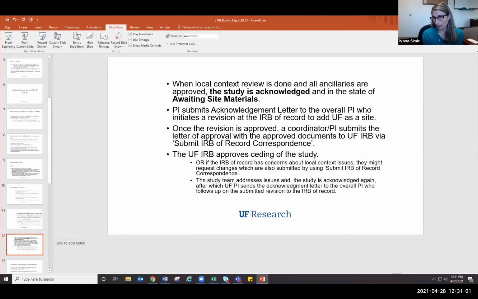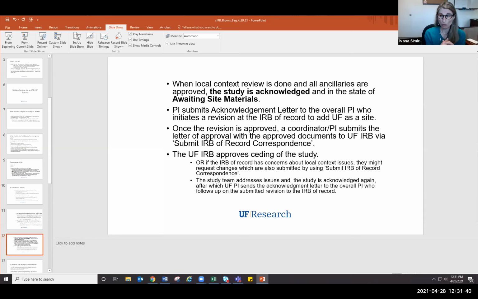Now, when our local context review is done and when all ancillaries are approved, the study is acknowledged and goes into a state of awaiting site materials, which means that we are now waiting for the IRB of record to add and approve UF as a site. Well, that means that the UF PI needs to submit that acknowledgement letter to the overall PI, who then initiates a revision at the IRB of record to add UF as a site. Of course, in the case of commercial IRBs, the team from here would go then to the commercial IRB without the mediation of the overall PI.